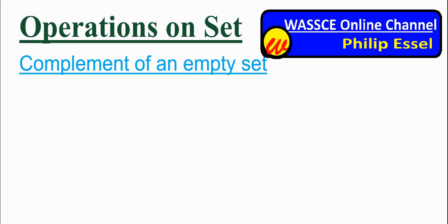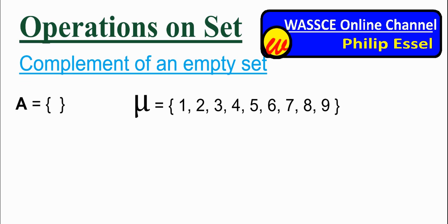So we'll start by looking first at the complement of an empty set. Here we have the empty set A and its universal set having members from 1, 2, 3 to 9. So here we are looking for the complement of the set A.